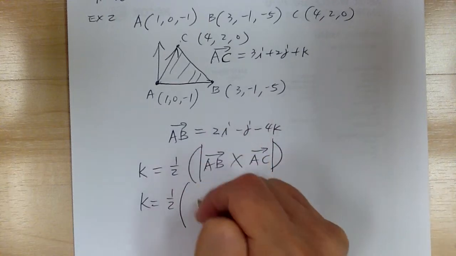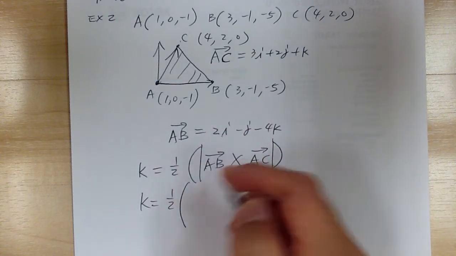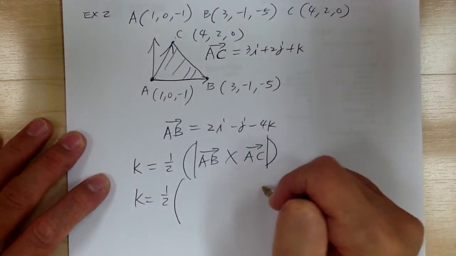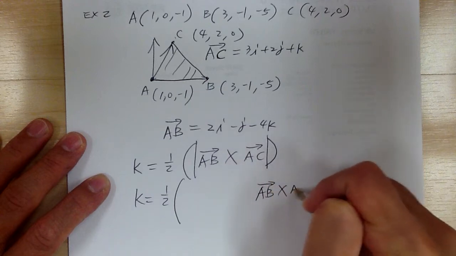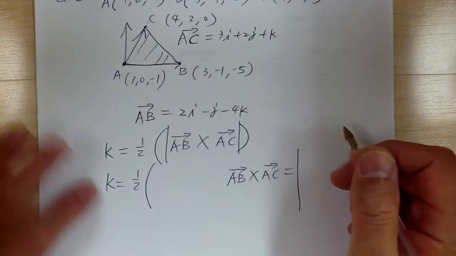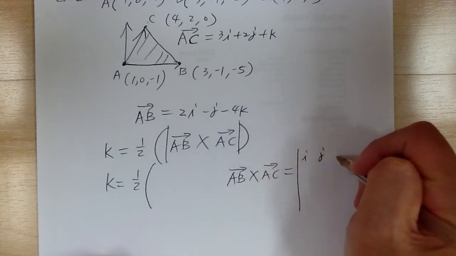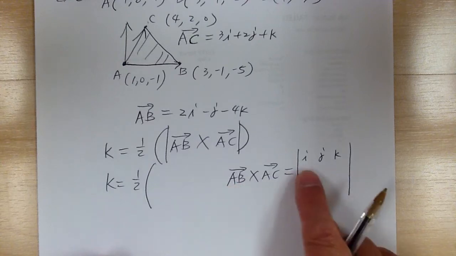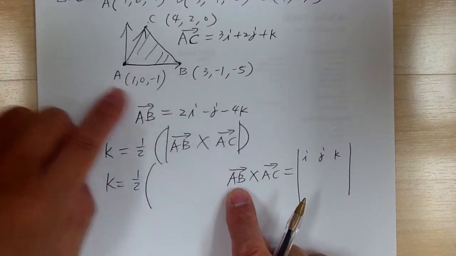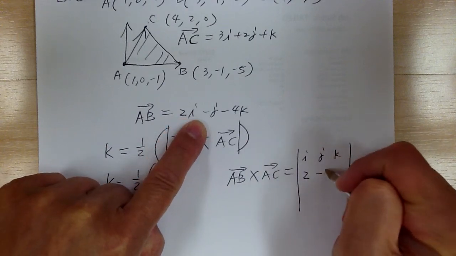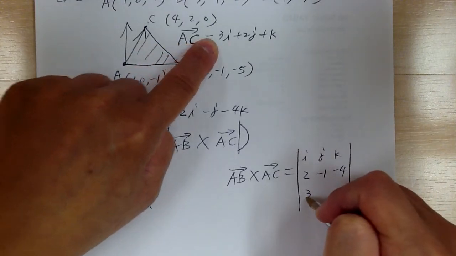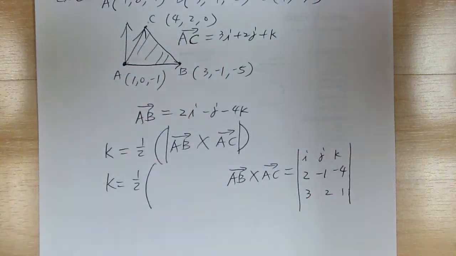Okay, so now this is how you're going to do the cross product. Let's go off to the side and do this first. So you have AB cross AC is equal to, this is how you do the matrix. You got i, j, and k. And the vector AB comes first, so you have to watch the order. So AB, you're going to go 2, -1, -4. And AC is 3, 2, and 1.